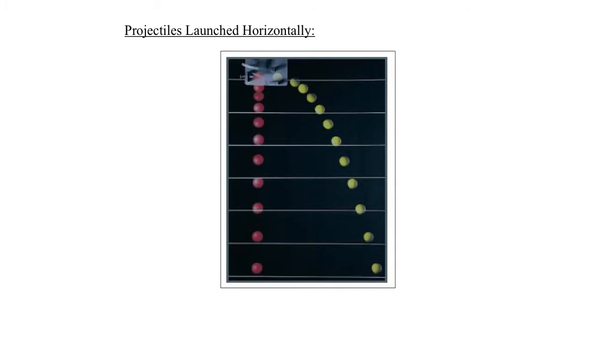The green one has horizontal velocity, and it continues to develop more vertical velocity with the horizontal as it falls. Notice what shape this path is. It's half of a parabola. Parabolic shapes. Projectiles follow parabolic shapes. So we only see half of it, and that makes sense.